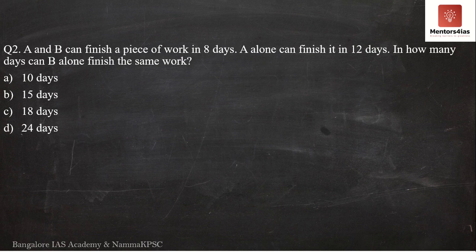In this particular question, they have given the number of days the work can be completed by both A and B, and also the number of days that A takes to complete the entire work. But what is the number of days taken by B to complete the entire work? That is the question over here.